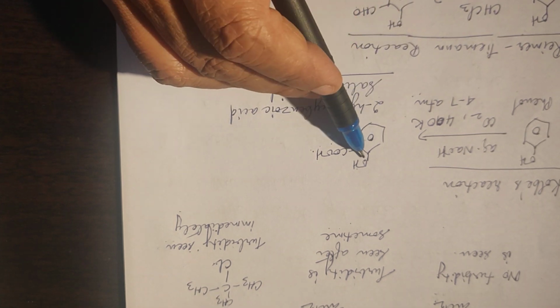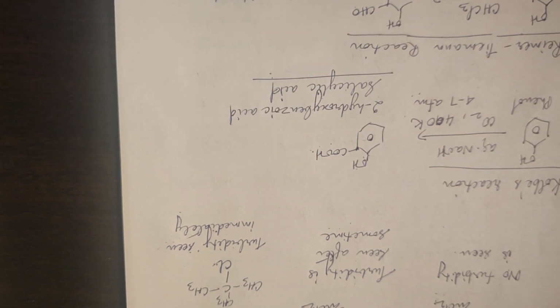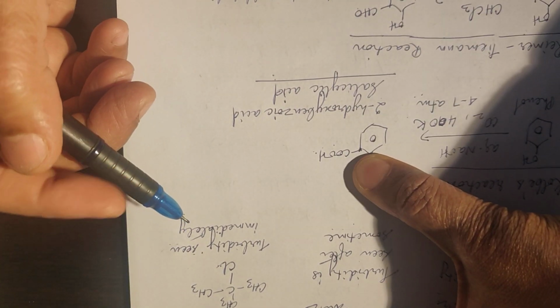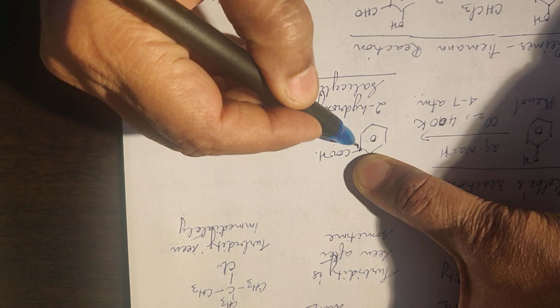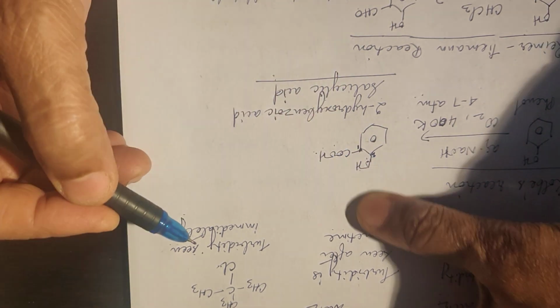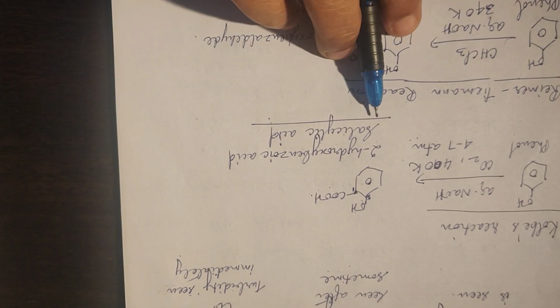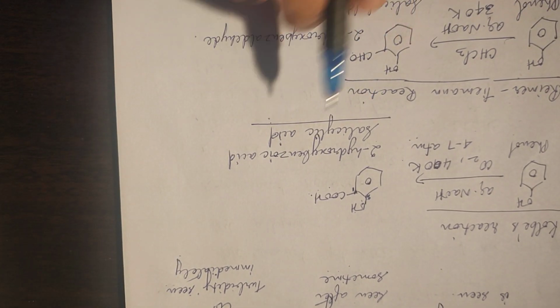Then you will get 2-hydroxybenzoic acid. Now without this OH group, this is benzoic acid. So this is number 1 carbon and this is number 2 carbon. So 2-hydroxybenzoic acid is called salicylic acid.